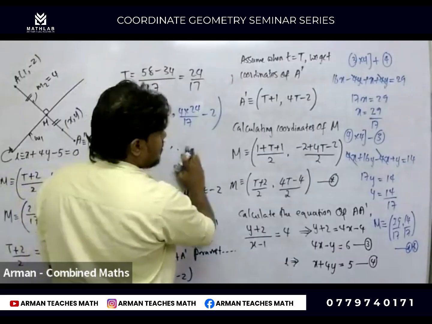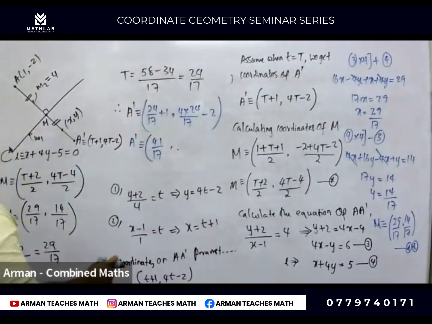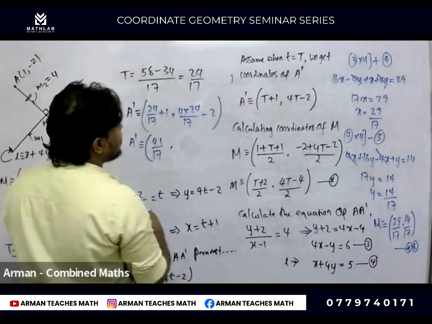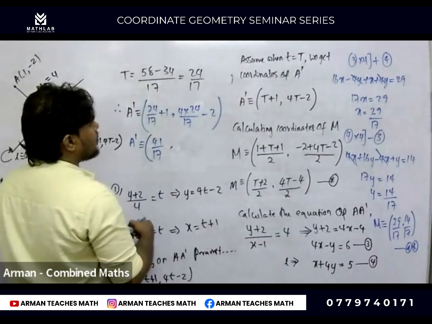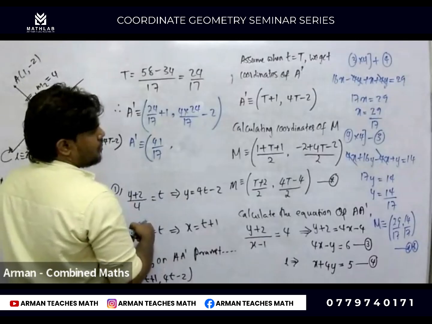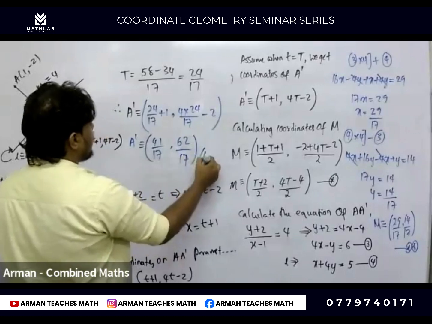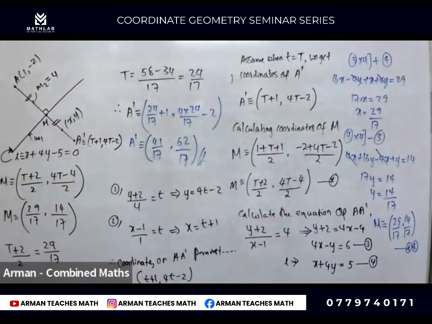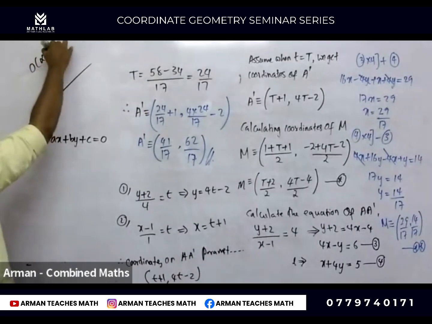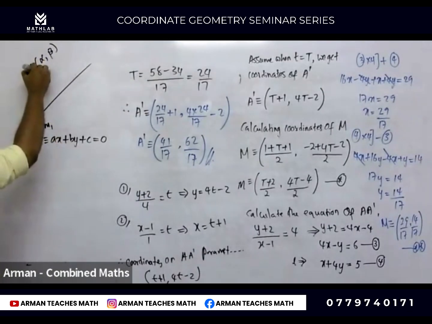It can't be 14 over 17, no? Sorry, it's not 48, I made a mistake. 24 times 4 is 96. 96 minus 34 is 62. Okay, check whether my simplifications are correct or not. So that is A dash point's coordinates, alpha comma beta. So this is that point.